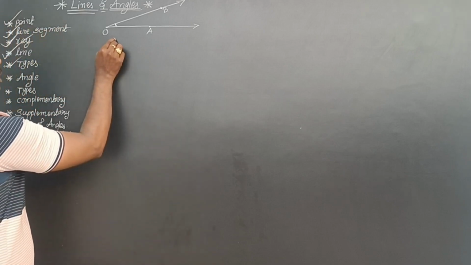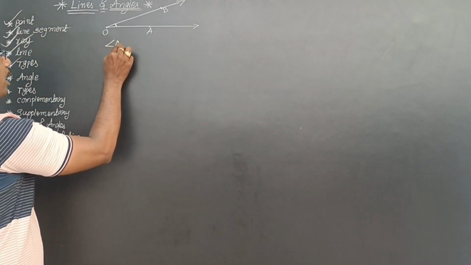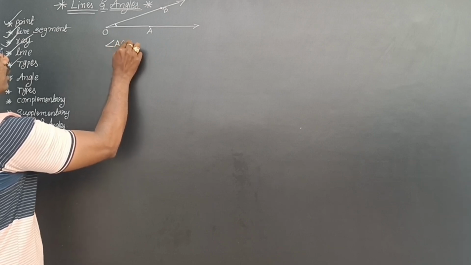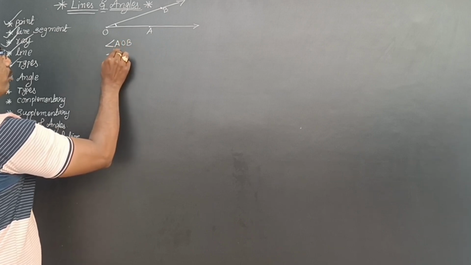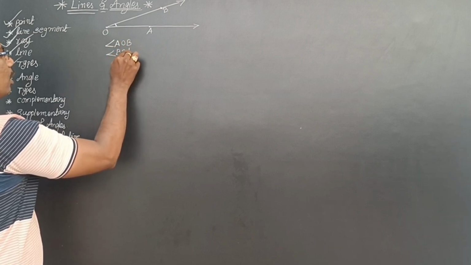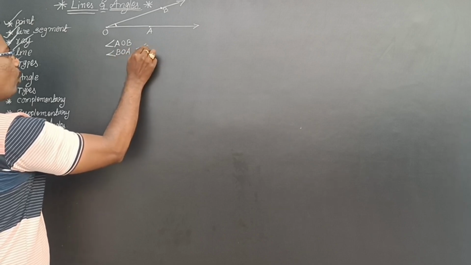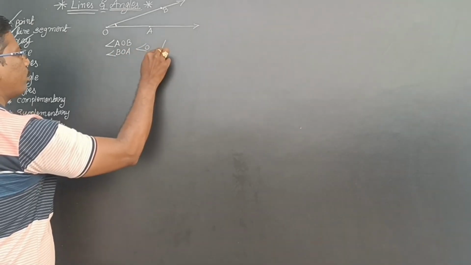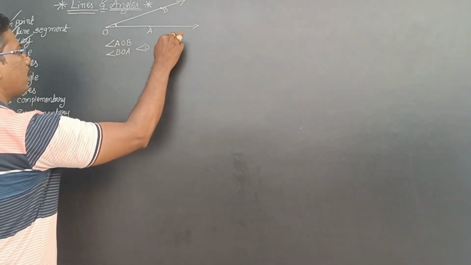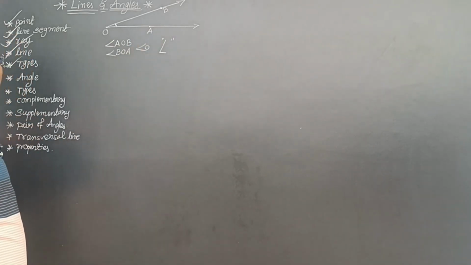Now, angle is represented like this: angle AOB or angle BOA, or simply we can say angle O. The angle symbol looks like an L, like this. This is called the angle symbol. Now, types.